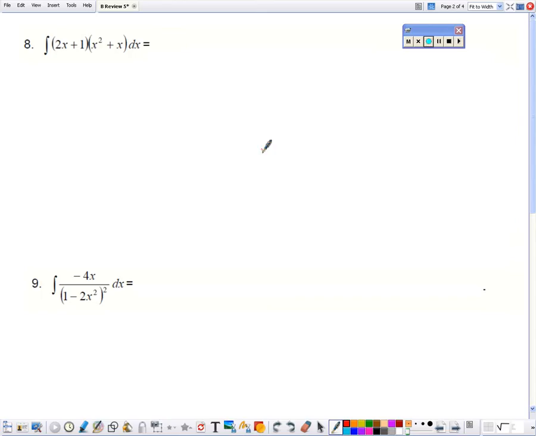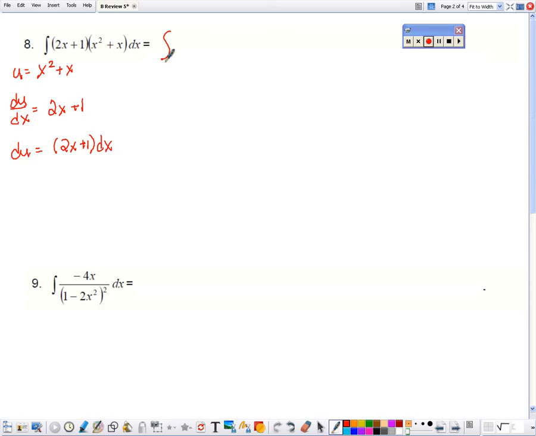Okay, we're going to do the same thing for number 8 here. Comparing these two factors, if I take the derivative of x squared, I get the 2x. So I'm going to choose u to be x squared plus x. So that means the derivative du dx is 2x plus 1, which we have here. So that means du equals 2x plus 1 times dx. Multiply both sides of this by dx.